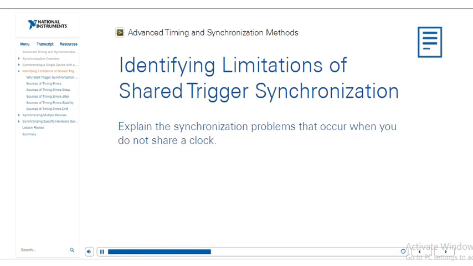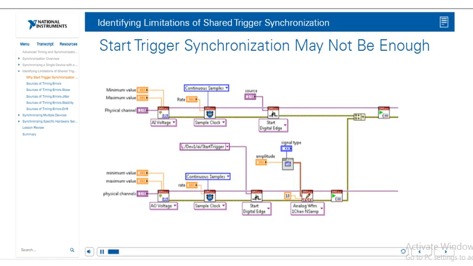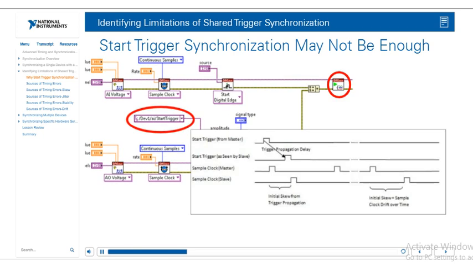In this section, we'll explain what can occur when you don't share a clock. In the last exercise, we saw that sharing a hardware trigger, or the implicit analog output start trigger signal, was better than software timing and synchronizing measurements. But this might not be enough for higher precision applications. There might be a noticeable propagation delay of the start trigger, and that all depends on the device. This delay might not be noticeable for slower signals.